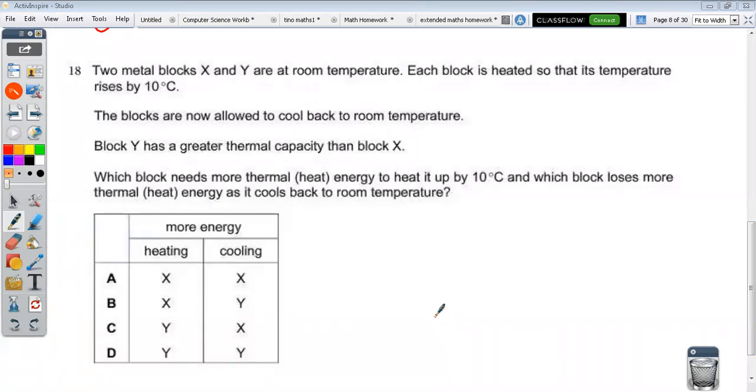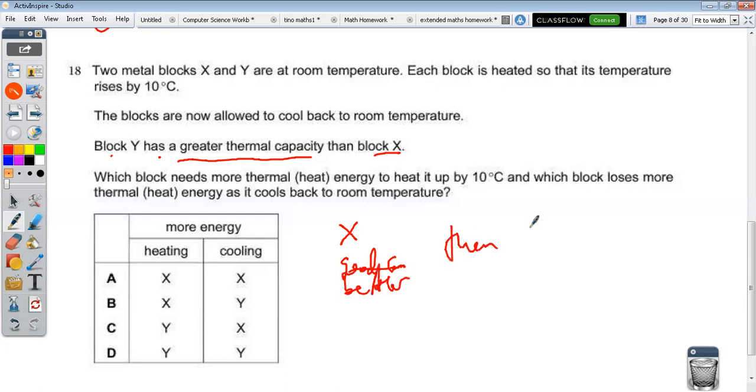You said C. Oh, no, no, no. It's B. No. Look at this here. What did you say? Block Y has a greater thermal capacity than X. So if it has a greater thermal capacity, it means X is a better conductor of heat than Y. So to raise to the same 10 degrees, why? Because Y needs more energy, more heating. Y was a poor conductor, clear.